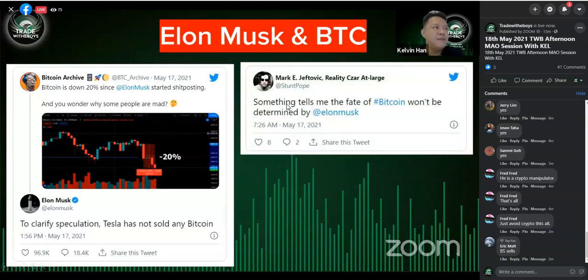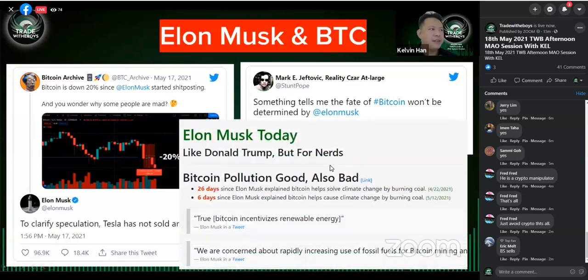Then what happened? Some of them actually create a website saying that Elon Musk is just like Donald Trump. But it's for nerds because quite a lot of technical stuff. So in this one, you see, 26 days since Elon Musk explained Bitcoin helped solve climate change by burning coal. 6 days since Elon Musk explained Bitcoin helped cause climate change by burning coal. So you can see that in April, Elon Musk says that Bitcoin can solve climate change. Then 1 month later, he says no, it will cause climate change. So you see, this is really crazy.